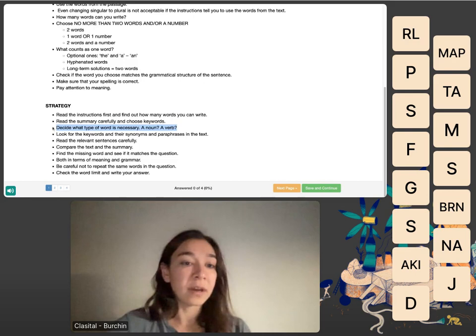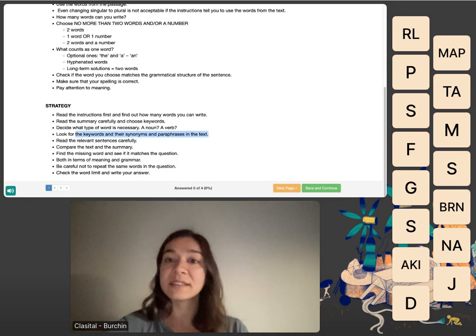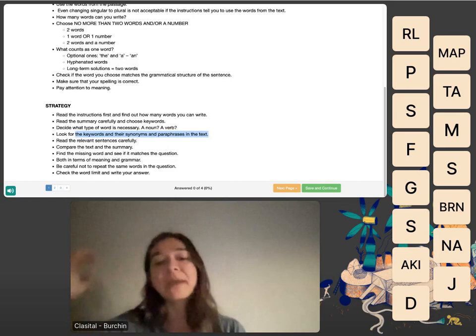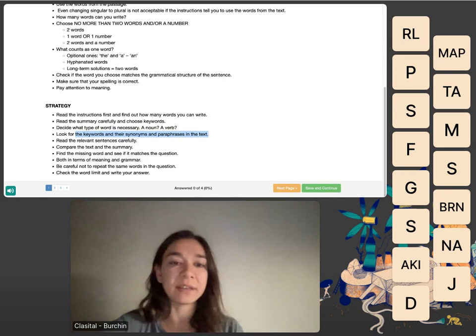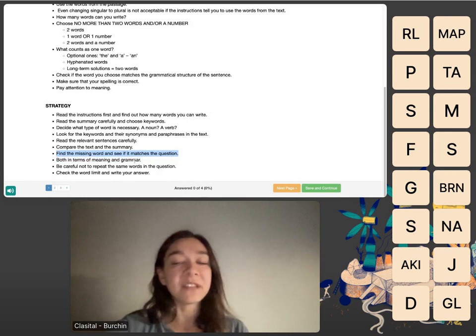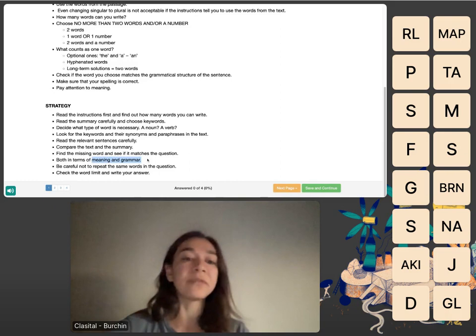Look for the keywords and their synonyms and paraphrases in the text. So maybe, not maybe, we don't have to read the whole passage. We will just look for the keywords and try to find them. Read the relevant sentences carefully, compare the text with the summary, find the missing word, and see if it matches the question both in terms of meaning and grammar. So we will look for two things: meaning and grammar.